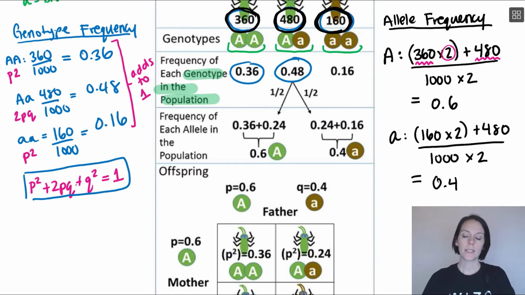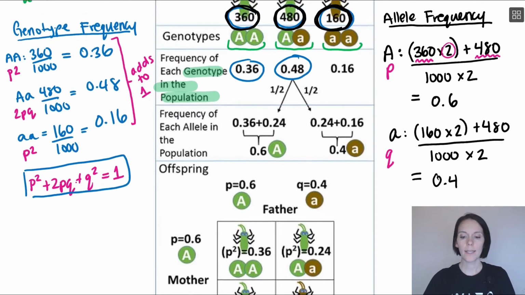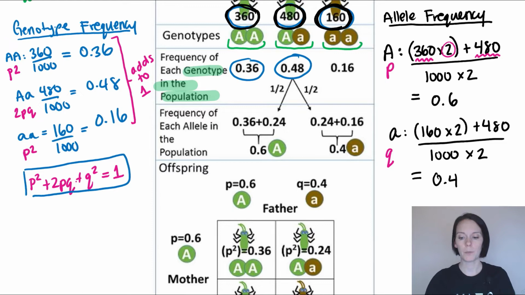So what you can see is that our allele frequencies here also add up to 1. And our big A allele is given by P, and our little a allele is given by Q. And so that gives us our second formula in the Hardy-Weinberg equilibrium, which is P plus Q is equal to 1. So these are the two formulas that we need to keep in mind for this Hardy-Weinberg equilibrium.